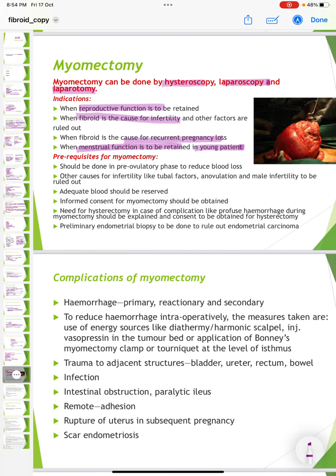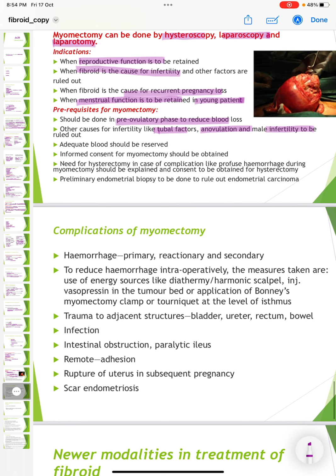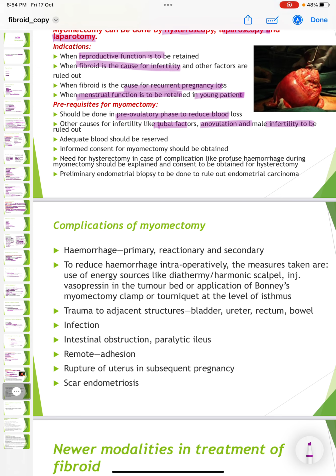Myomectomy should be done only in the pre-ovulatory phase to reduce the blood loss. Whereas all the scan investigations are done in the secretory phase, surgery is done in the pre-ovulatory phase. Rule out other causes for infertility like tubal factors, anovulation and male infertility. You should have a good semen analysis. Adequate blood has to be preserved. Consent for hysterectomy has to be obtained along with myomectomy. If there is profuse hemorrhage during the myomectomy, this has to be explained, and consent for hysterectomy is a must. Preliminary endometrial biopsy has to be done to rule out endometrial carcinoma.